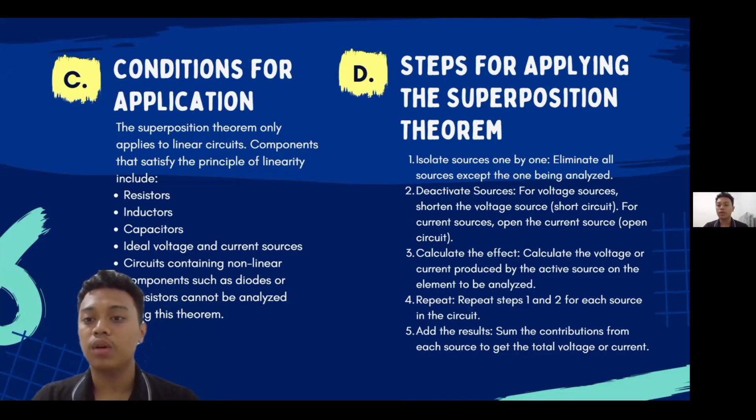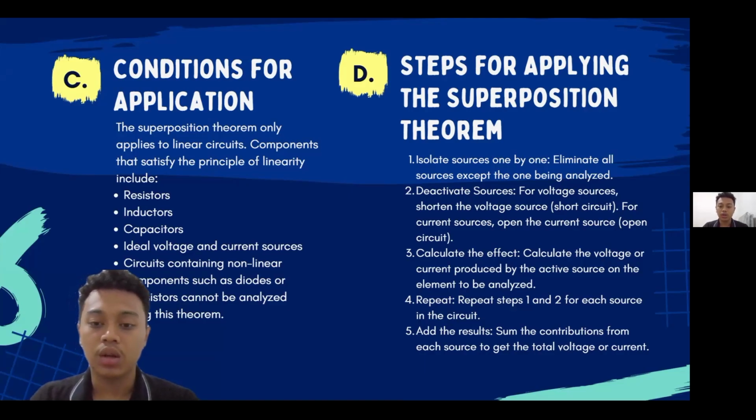Next are steps for applying the superposition theorem. Number 1 is isolate sources one by one. Eliminate all sources except the one being analyzed. Number 2, deactivate the sources. For a voltage source, short the voltage source or short circuit. For a current source, open the current source or open circuit.